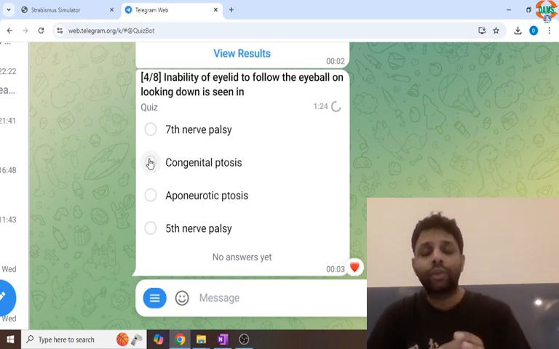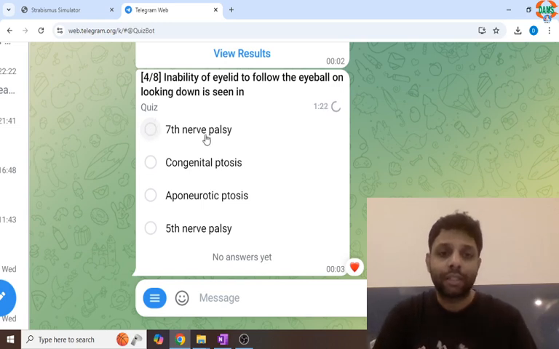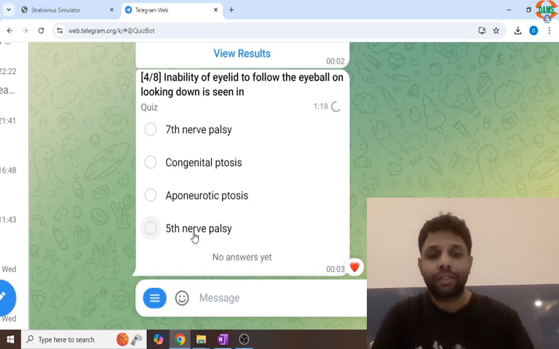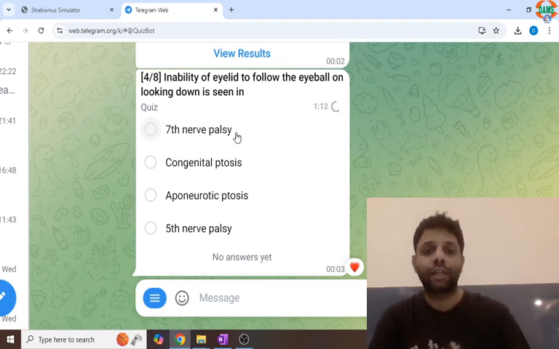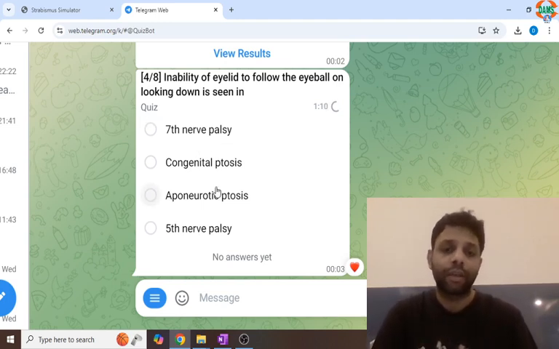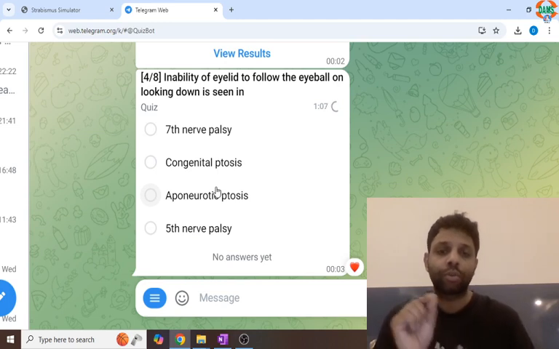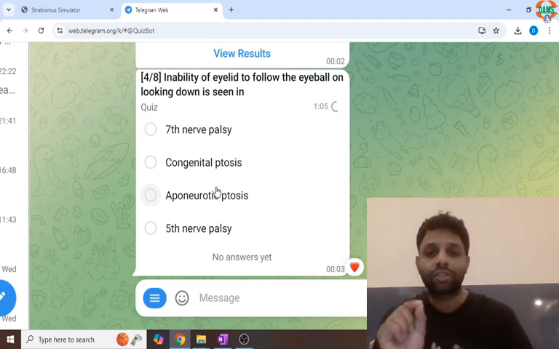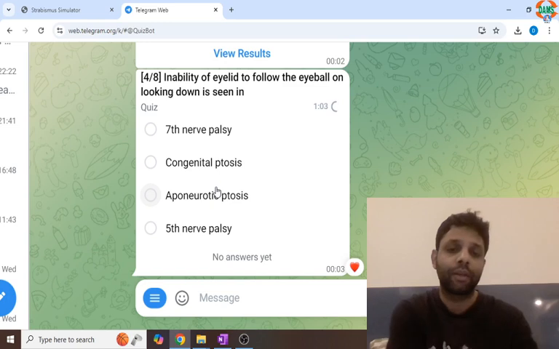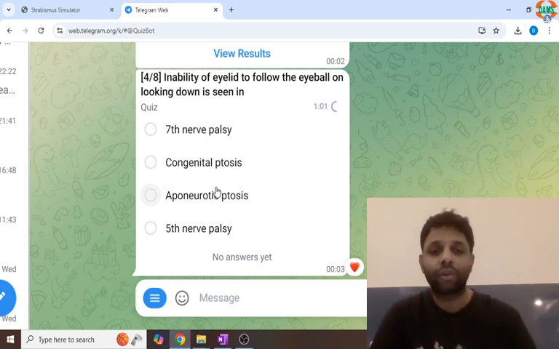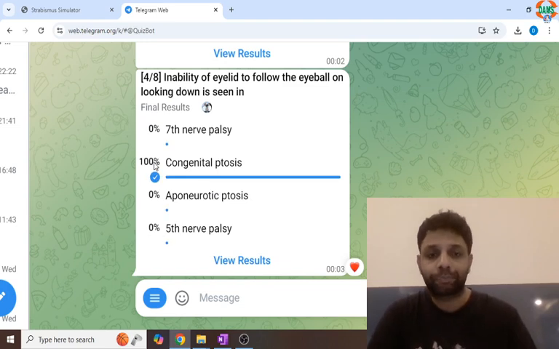Inability of the eye to close in primary gaze is seen in seventh nerve palsy, that is lagophthalmos. Fifth nerve palsy leads to decreased sensation of the cornea, causing neurotrophic ulcer. Seventh nerve palsy leads to exposure keratitis due to lagophthalmos. And aponeurotic ptosis, due to a problem at the insertion of the LPS muscle, is the most common cause of ptosis, known as senile ptosis or traumatic ptosis.